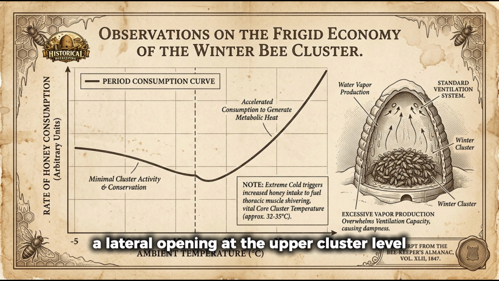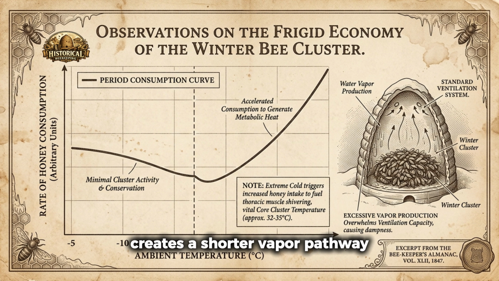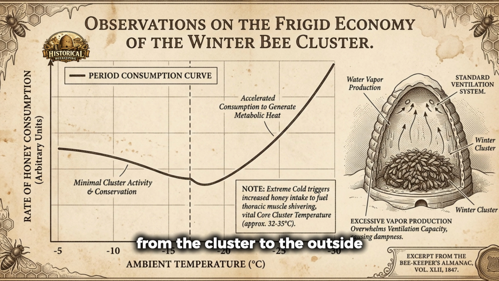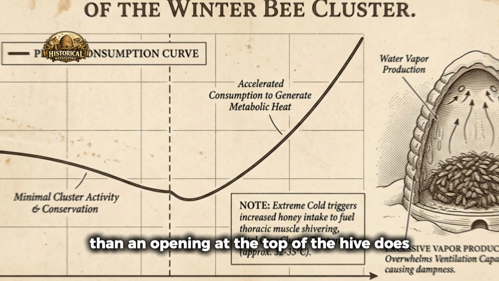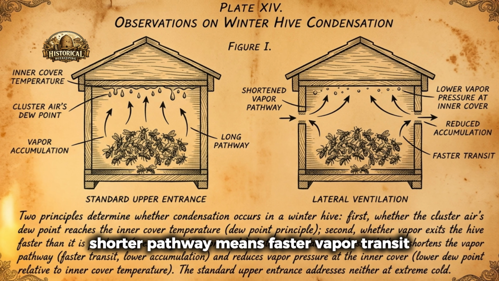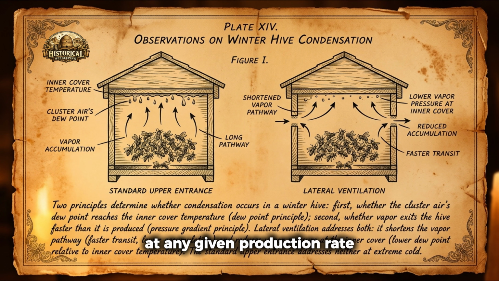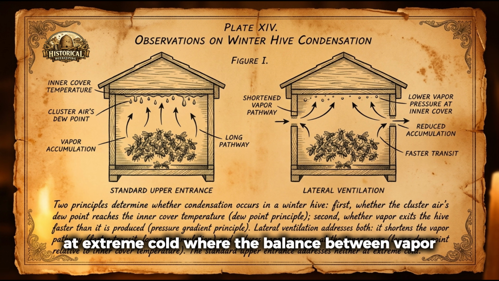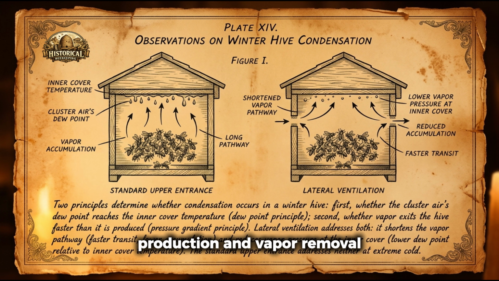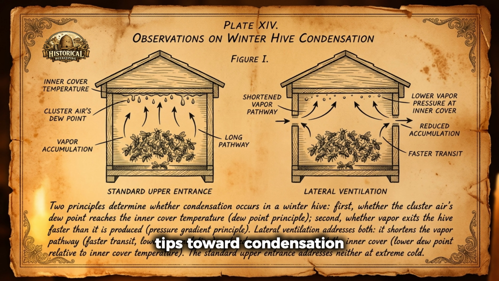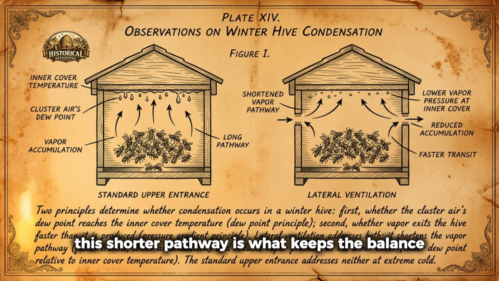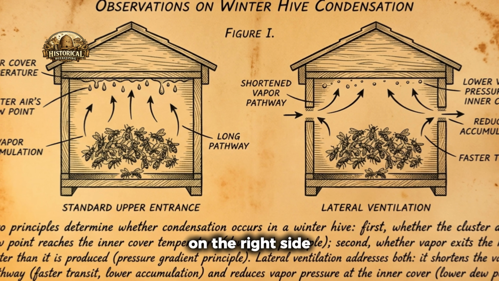A lateral opening at the upper cluster level creates a shorter vapor pathway from the cluster to the outside than an opening at the top of the hive does. Shorter pathway means faster vapor transit, which means lower vapor accumulation inside the hive at any given production rate. At extreme cold, where the balance between vapor production and vapor removal tips toward condensation, this shorter pathway is what keeps the balance on the right side.